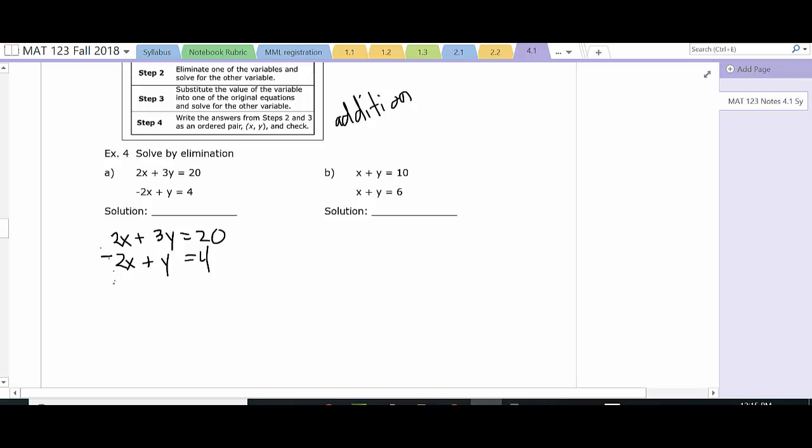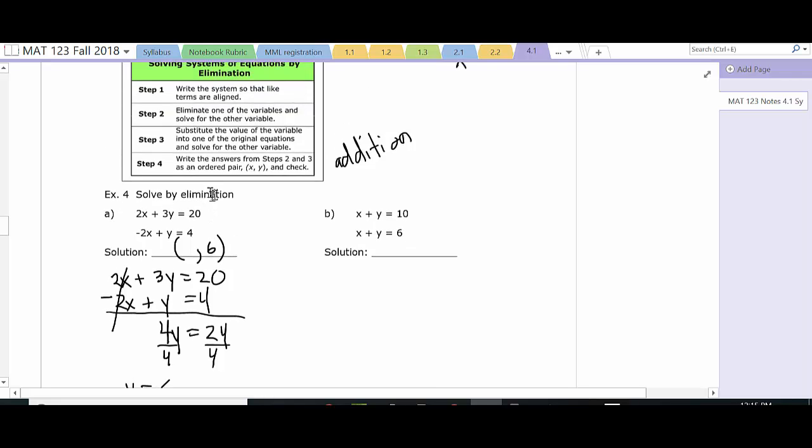So what we're going to do is just draw a line underneath that and add. And just do this in your head. That's gone. 3y plus y is 4y. 20 plus 4 is 24. So what's y in your head? 6. Good. So you divide both sides by 4, so you get y equals 6. Remember we write the answer as a point, so that y value would be 6.